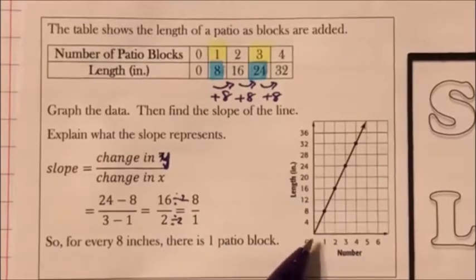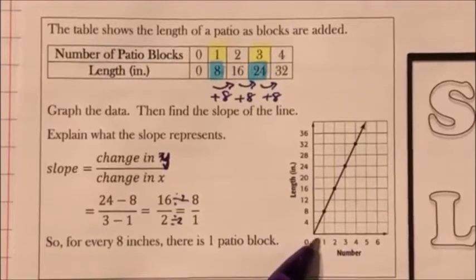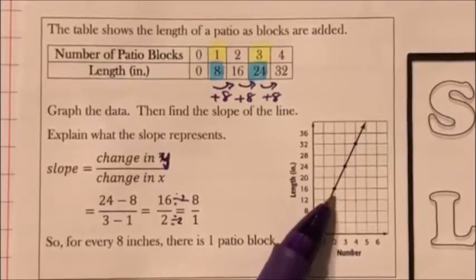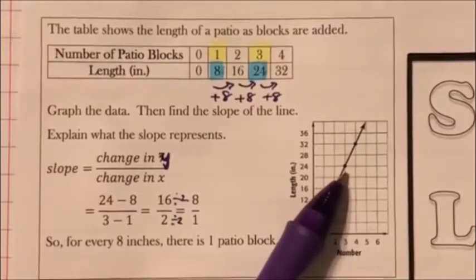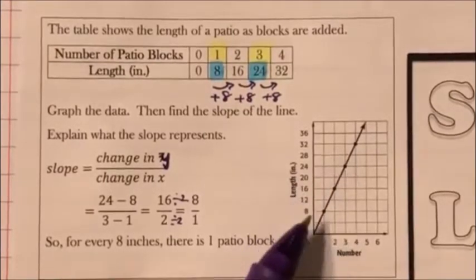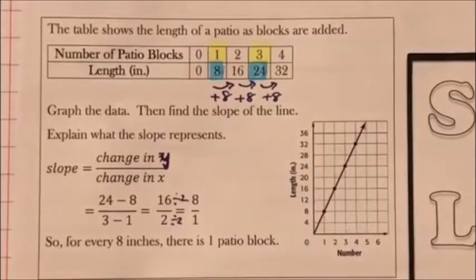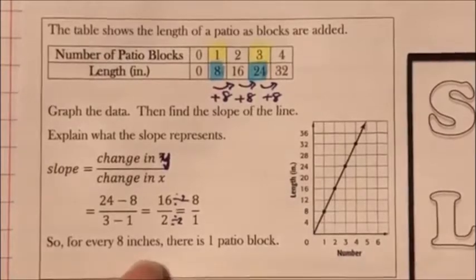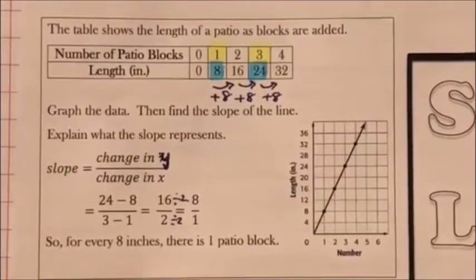We can see over here on the graph, after we've graphed all the points, we went over 1, up 8, over 2, up to 16, over to 3, up to 24, over to 4, up to 32, okay? So we see this is a straight line. It's going through 0, so that's really important. Okay, so for every 8 inches, there is 1 patio block.